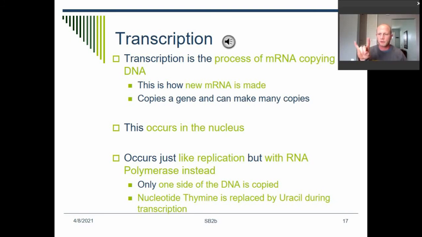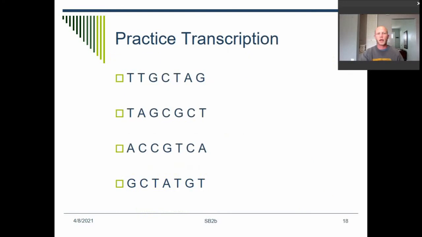So there's really 2 big differences between DNA and RNA. DNA is double-stranded and has thymine. RNA is single-stranded, and it has uracil instead of thymine. So 2 big differences right there. And you can pause this, and obviously if I'm going too fast, if you can't keep up, pause this video at any time.